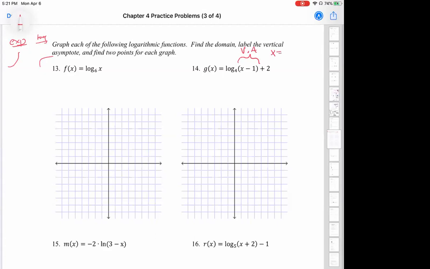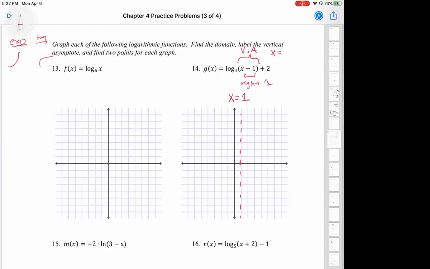So we look at the shift. Here we know it's moved to the right 1. I know it's a minus, but remember when it's in parentheses, it's the opposite. So our vertical asymptote will be at the line x equals 1.